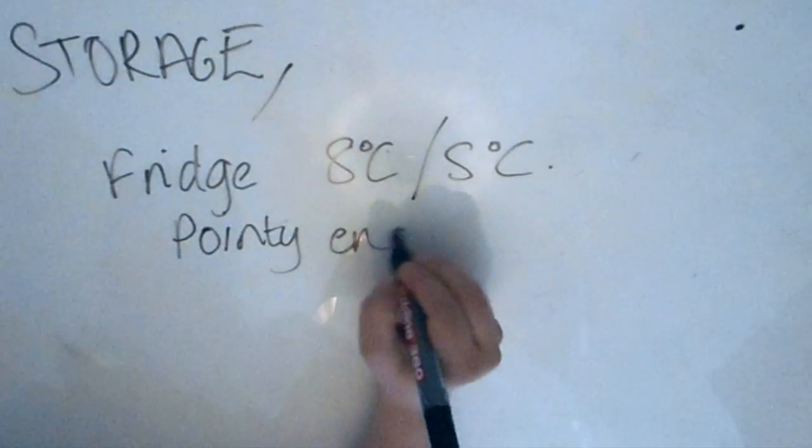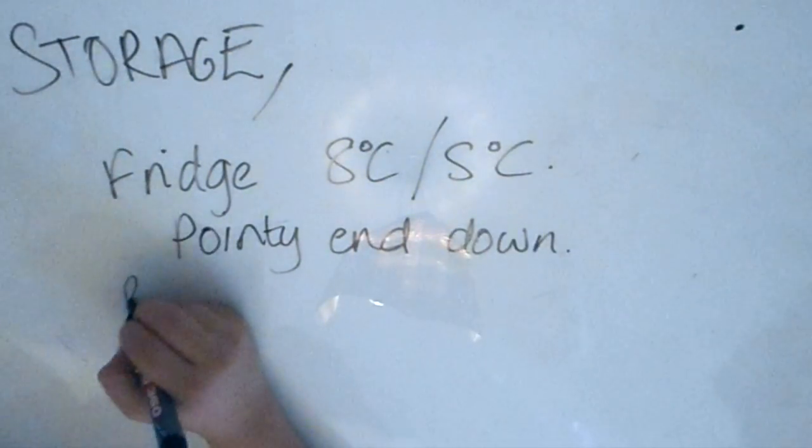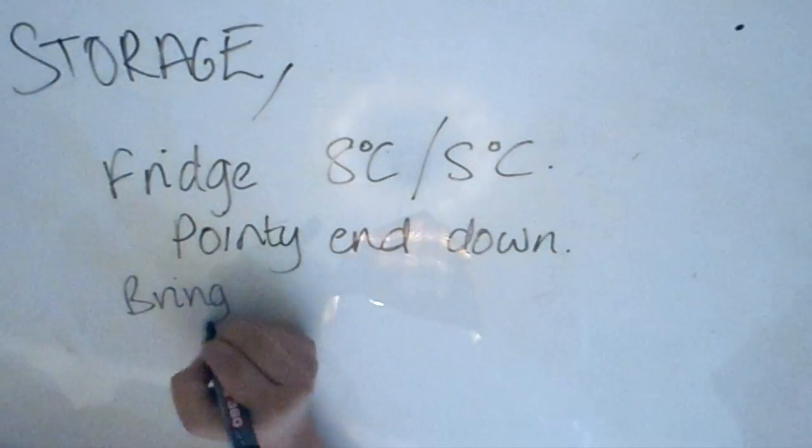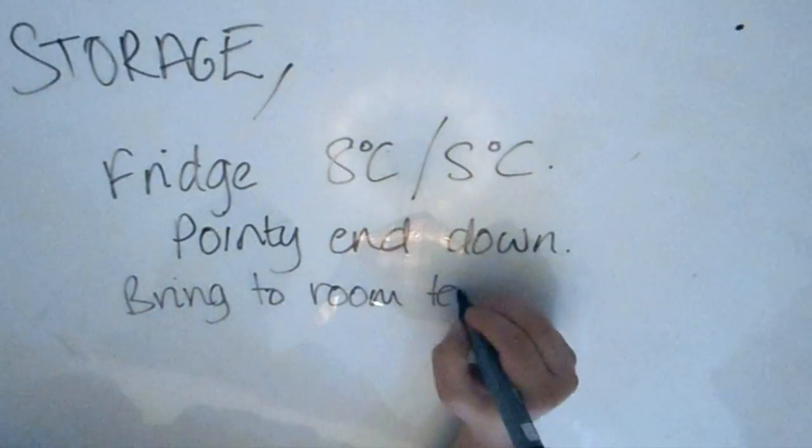Ideally, eggs should be in the fridge pointy end down. I know that sounds strange, but if you put them pointy end down, it means that the air that gets into the egg is less likely to travel to the yolk and ruin it.